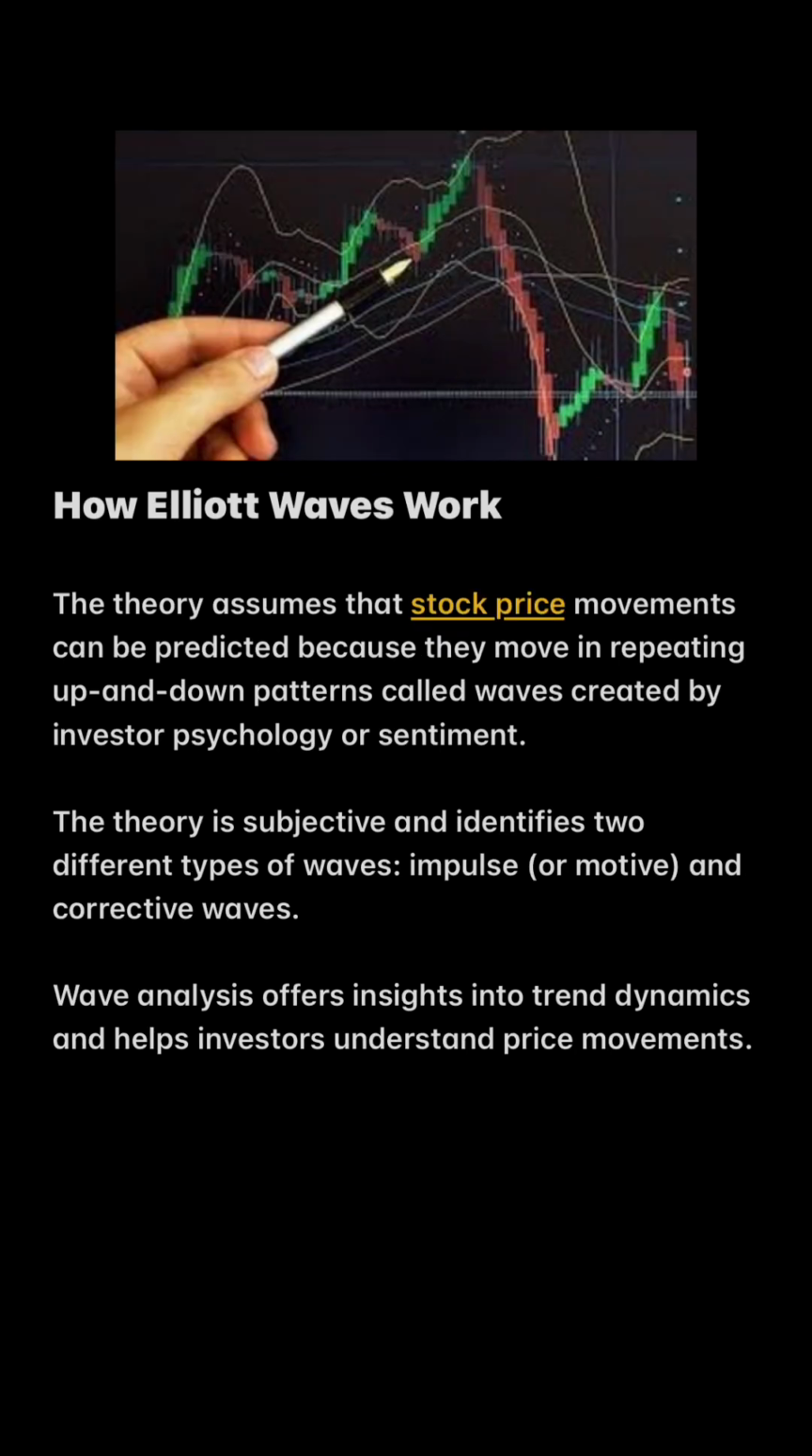All right, so let's talk about the theory, right? It assumes that stock market price movements can be predicted because they move in repeating up and down patterns called waves created by investor psychology and sentiment. The theory is subjective and identifies two different types of waves, impulse or motive and corrective waves. Wave analysis offers insights into trend dynamics and can help investors understand price movements.